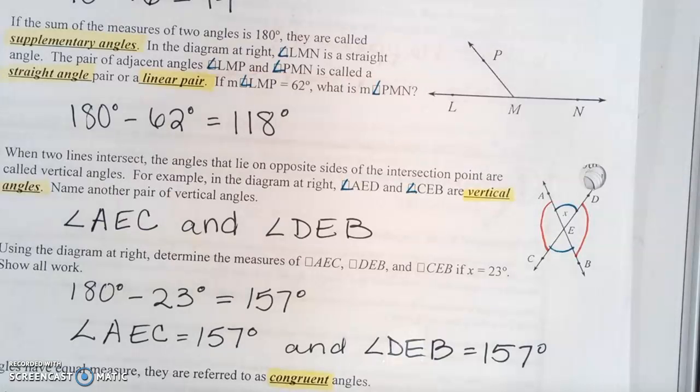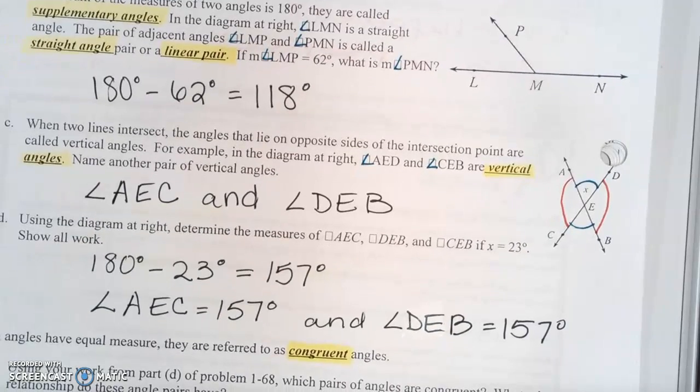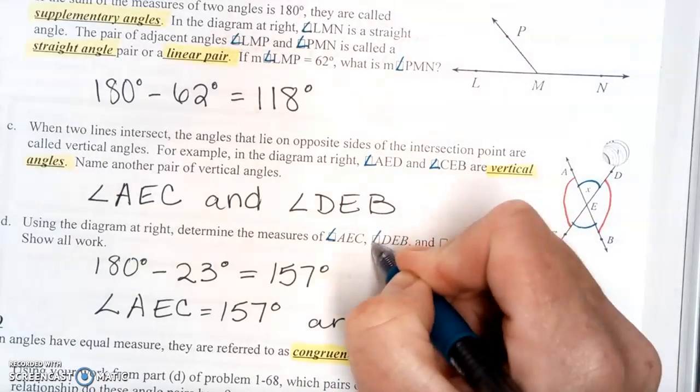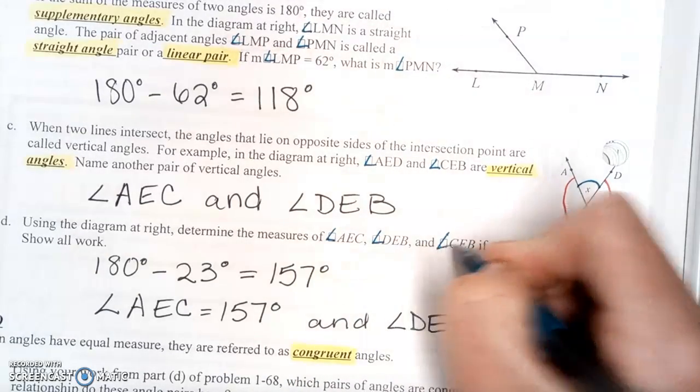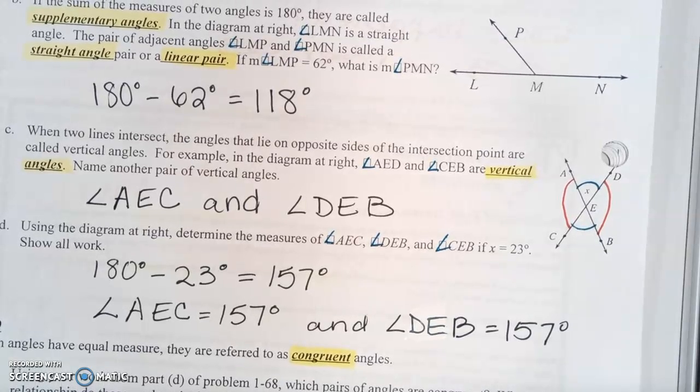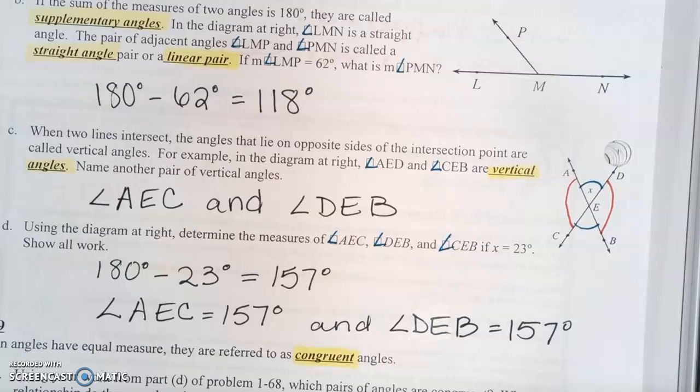They're also congruent to each other. All right, question D says, using the diagram at right, determine the measure of angle AEC, DEB, and angle CEB if x is equal to 23. Okay? So if we know that they are supplementary, meaning they make a straight line, they should add up, back in part B, to 180.